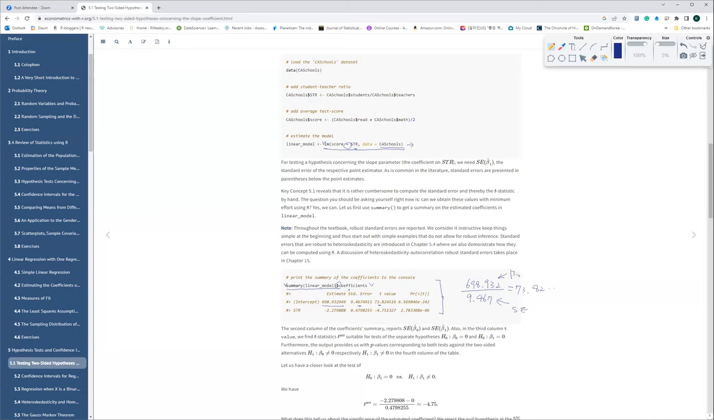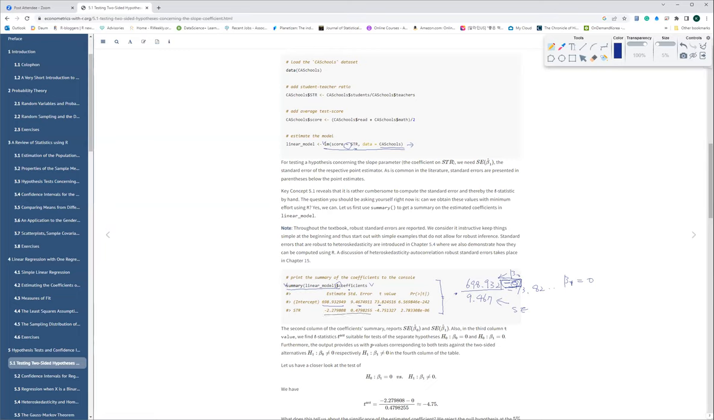The reason why we only use this number is that in here, minus zero is omitted, because our hypothesis up at the top is that beta one is zero, right? So that means we have to test how far our estimate is from the zero value in the standardized normal distribution. That's how we can test the hypothesis, how far it is from zero. Do you understand what I'm saying?